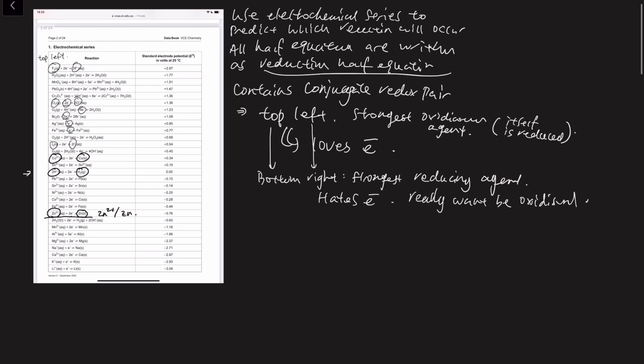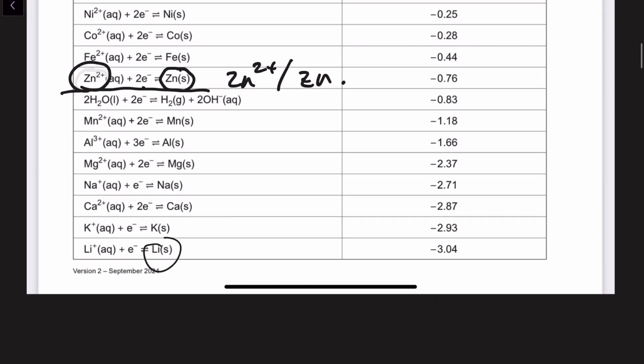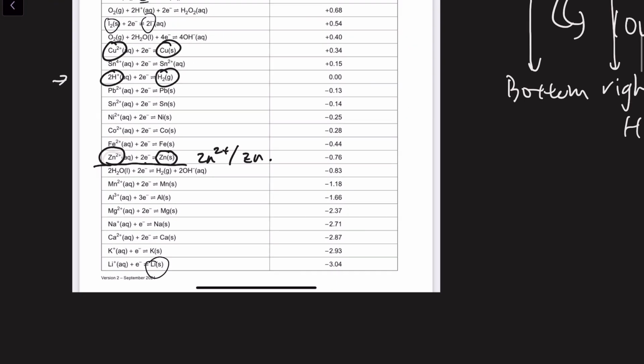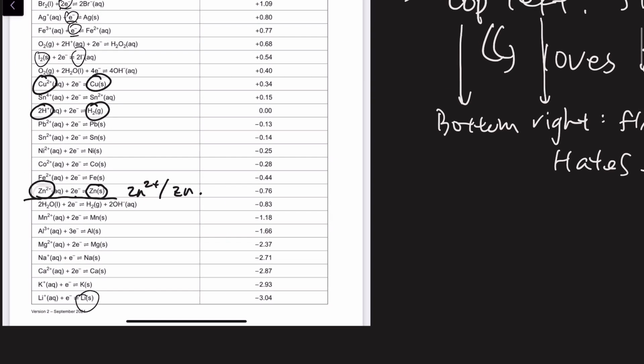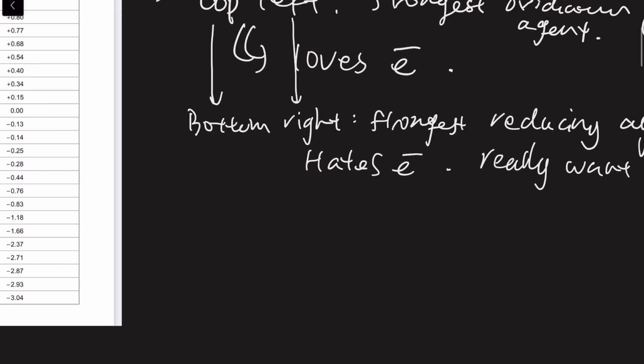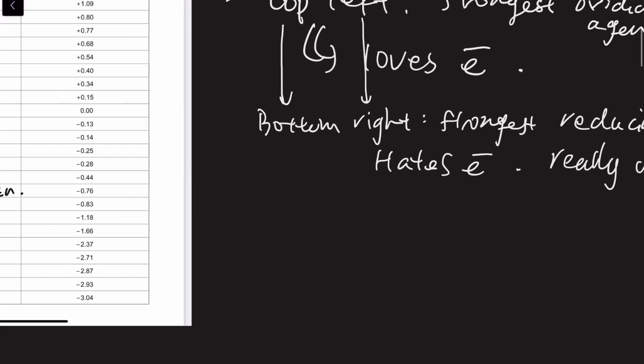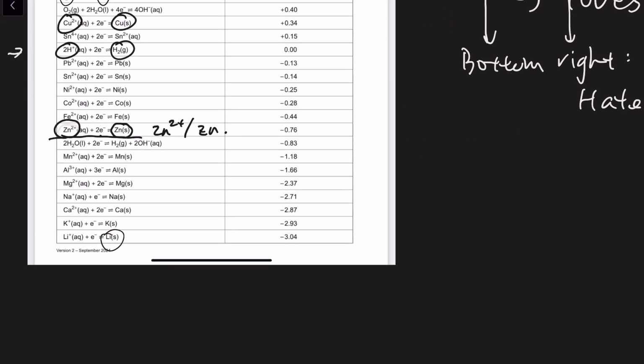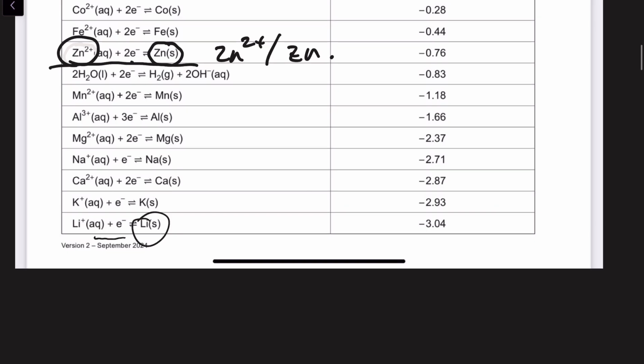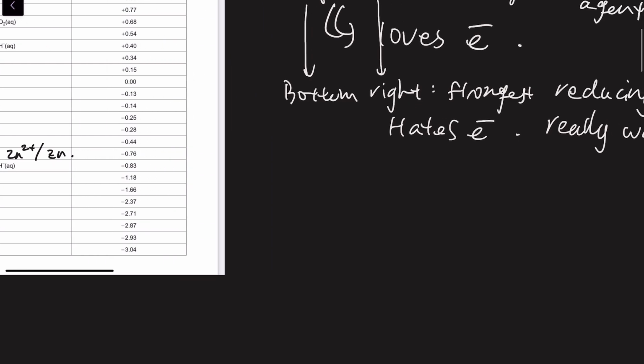So we really want others to be reduced so it can lose its electron. So let's look at the bottom right. Lithium. The reason you don't see lithium metal occurring as a natural element is because it is very reactive. It really wants to become lithium ion. So it really wants to go in this direction. It really wants to lose the electron to stay in the ion form.